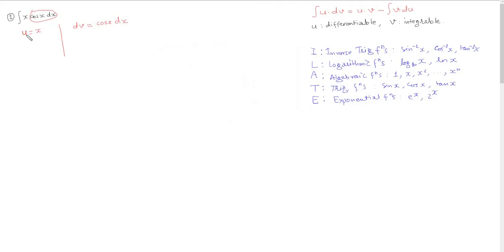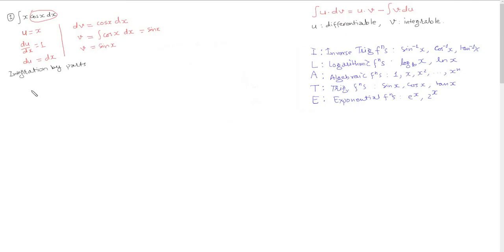If we differentiate both sides with respect to x, then this would be du over dx equals 1, and then we can simply write this as du equals dx. So that's straightforward. Now let us integrate on both sides. This would give us v equals integration cos x dx, which is sin x, right? And here you can ignore the constant. Later on we will add that. So v is sin x.